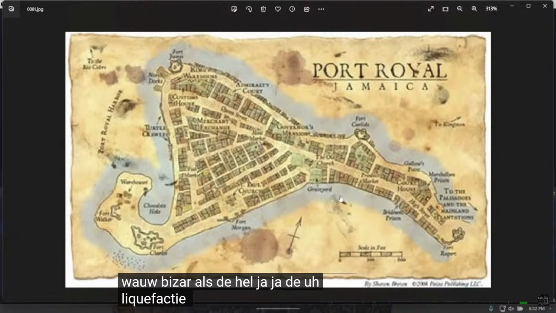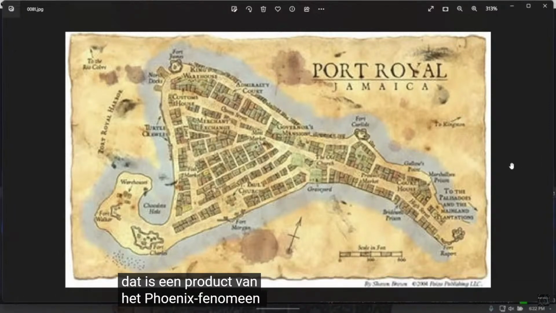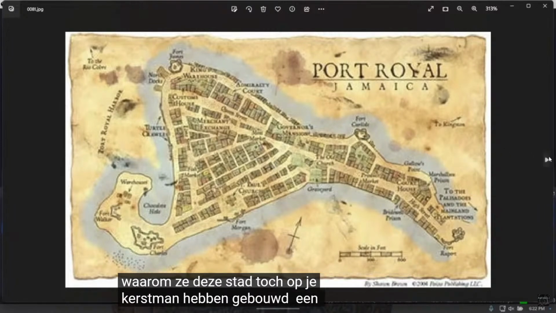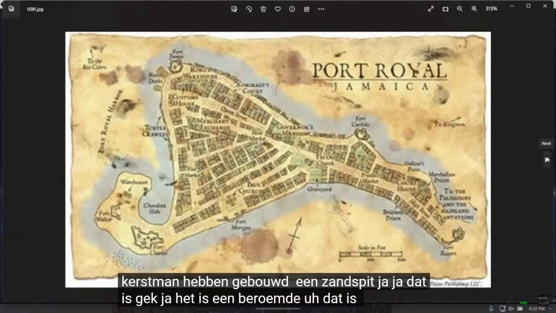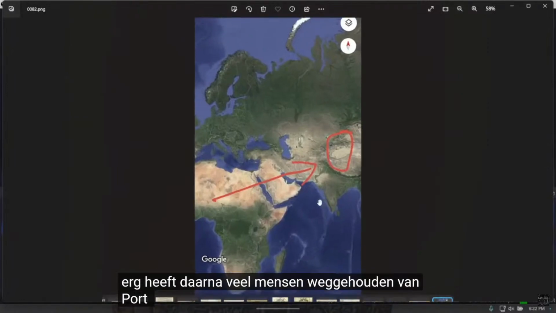Yeah, the liquefaction, that rapid, highly localized liquefaction like that, that's a product of the Phoenix phenomenon. Makes you wonder why they built this city on sand anyway, a sand spit. Yeah, but that is crazy. It's a famous destruction. Yeah, really, really bad one. Kept a lot of people away from Port Royal after that.